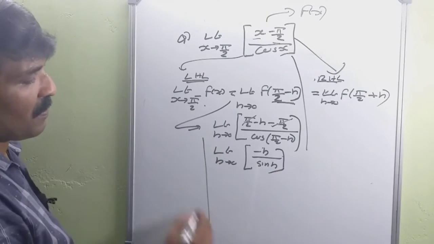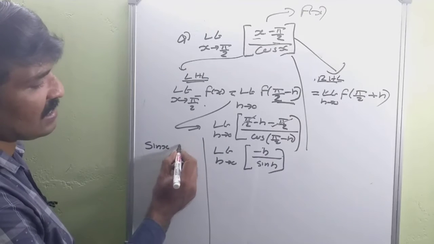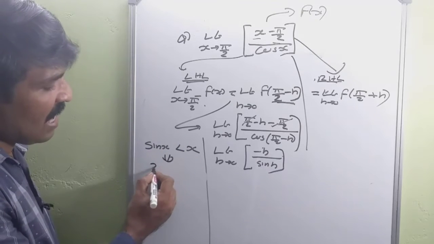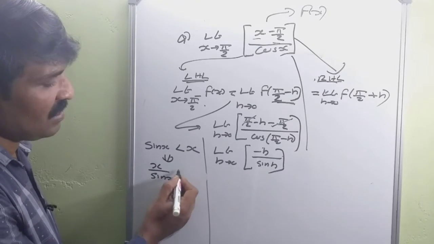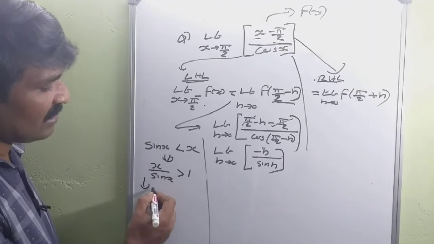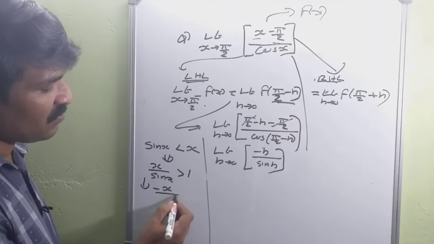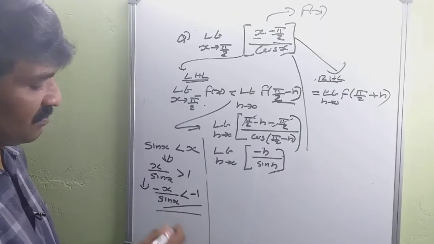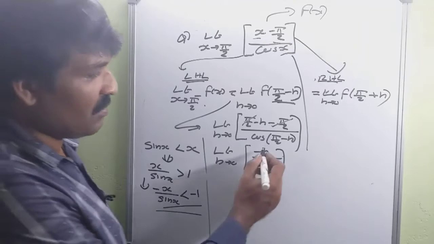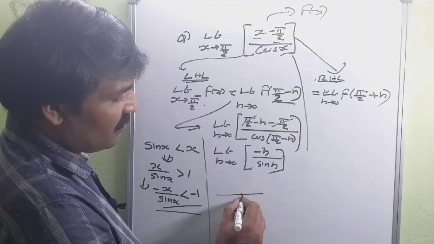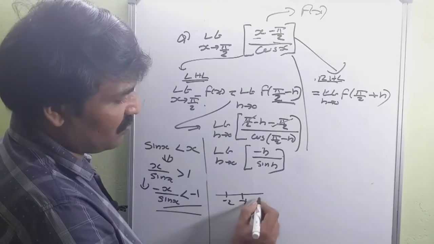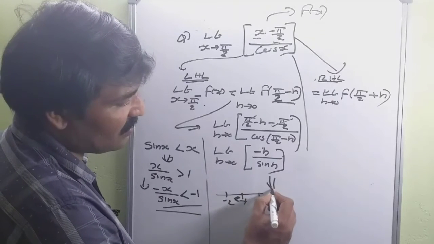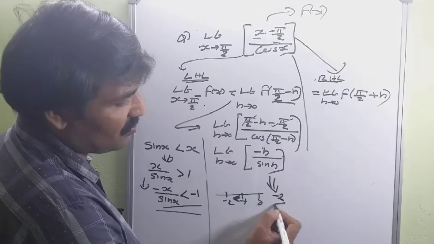The value of sin x is less than x, near to 0. Sin x is less than x, so x by sin x is greater than 1, or changing the sign of the inequality, minus x by sin x is less than minus 1. So this limit is the greatest integer function, where this is minus 1, minus 2, 0. Less than minus 1 means this region. So the value of the greatest integer is equal to minus 2.